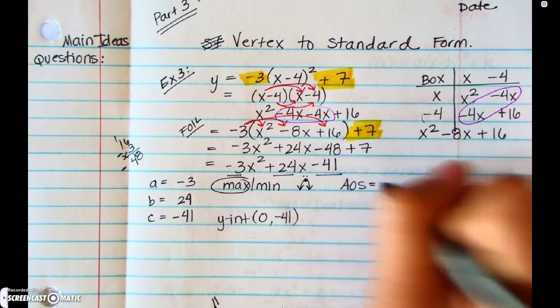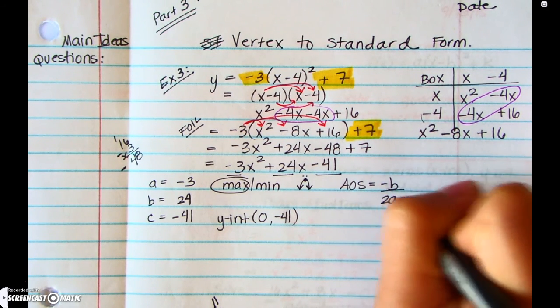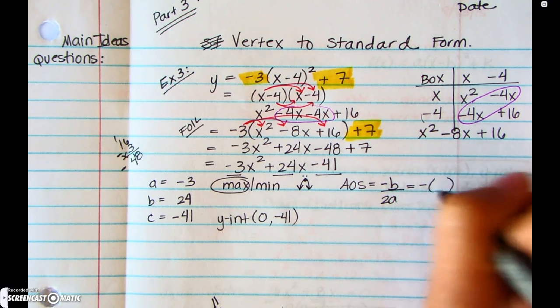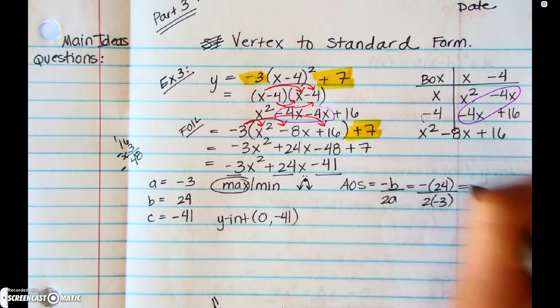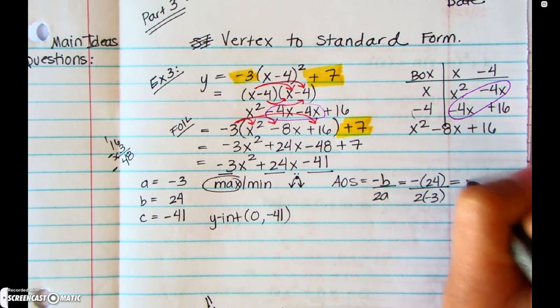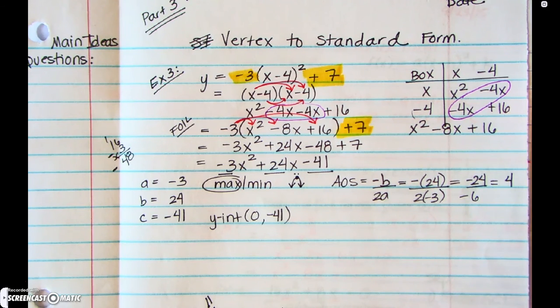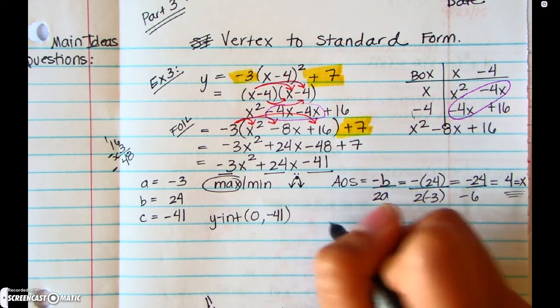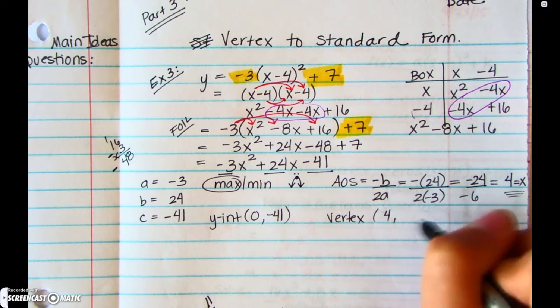The next thing you want to find is your axis of symmetry, and that is -b divided by 2a. So what's the opposite of b? -24, and then you substitute in -3. 2 times -3 is -6. -24 divided by -6 is a +4. So your axis of symmetry is x equals to 4. Don't forget to add that x equals to. That's super important, okay? Vertex, you know that your vertex is going to be 4 comma something.